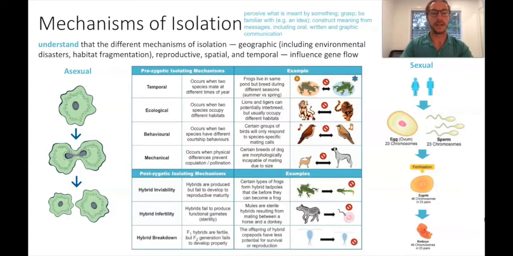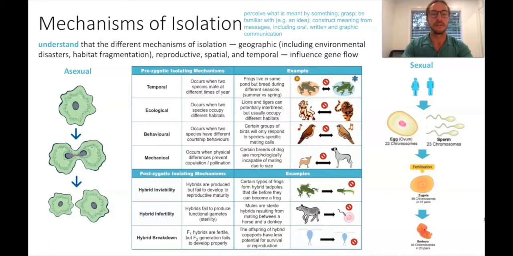And lastly, we have hybrid breakdown. And this refers to when offspring is produced and can reproduce. However, the second generation is usually very weak or even sterile itself. So, if two sexually reproducing organisms are not inhibited by any of these barriers, then we can generally say they are members of the same species.